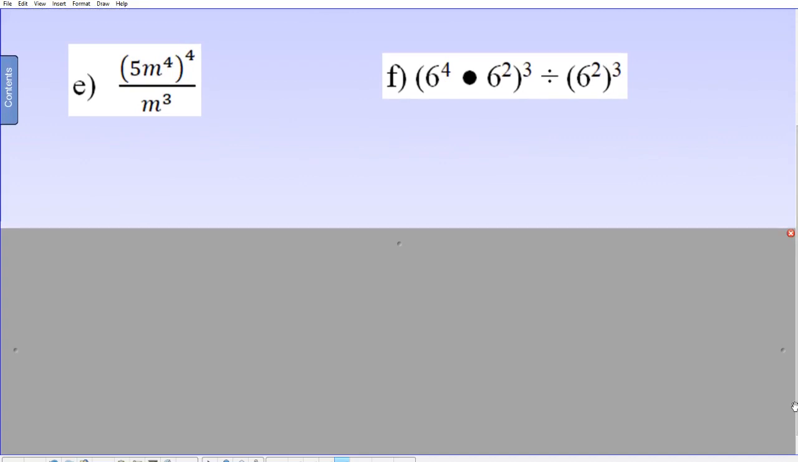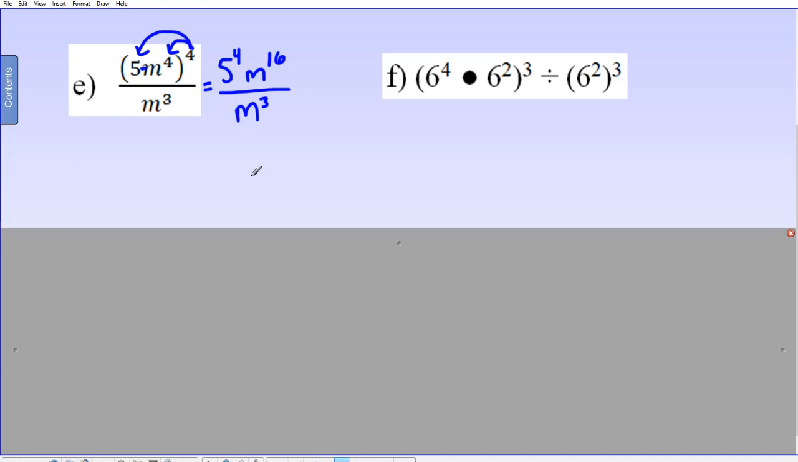So we want to simplify as much as we can. Here I'm going to get rid of my parentheses first. I really don't like them. So I'm going to distribute the exponents. 4 times the 4, and this 4 times the exponent on the 5. So that's going to give me 5 to the 4th power, m to the 16th power over m cubed. That m cubed, nothing really happened with him, so he just stays by himself.